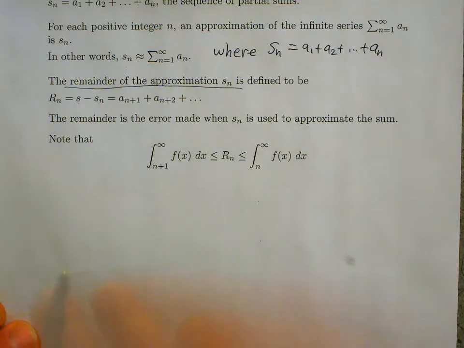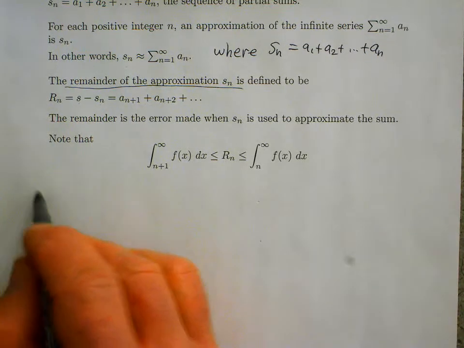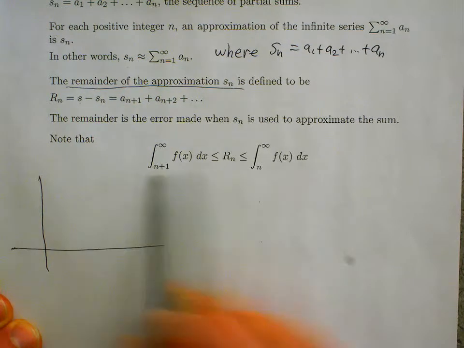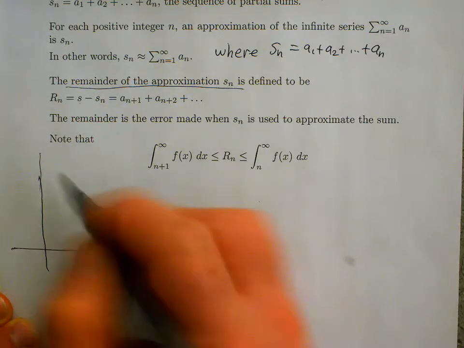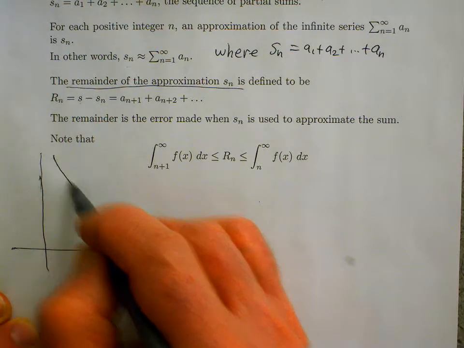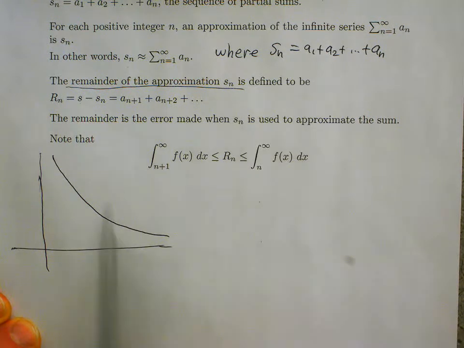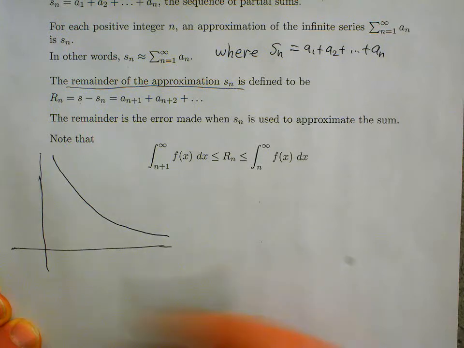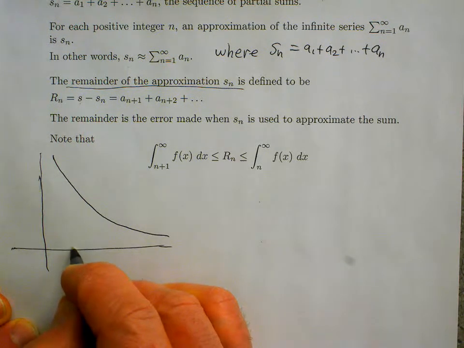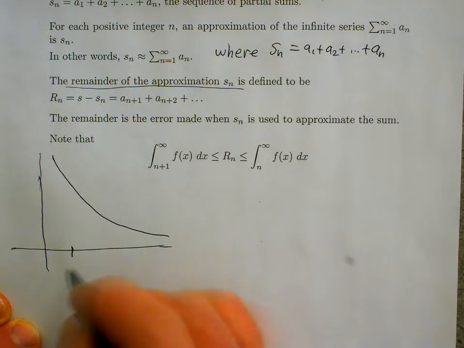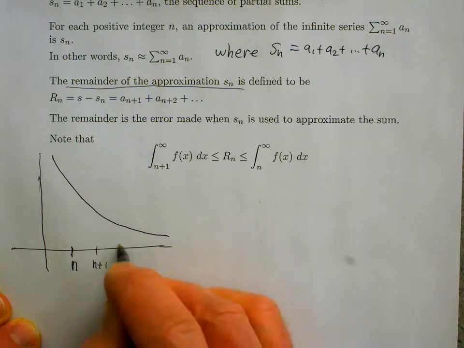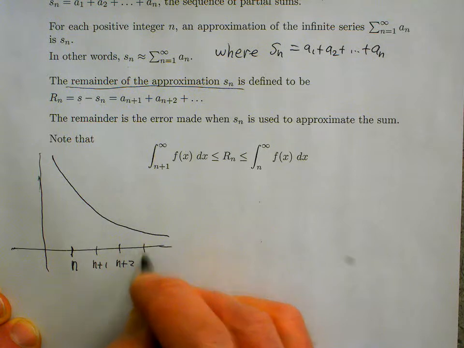Okay, so in this space, I'll draw a couple of graphs to make this argument. So we have some function f of x that's continuous, positive, and decreasing. So this first term, let's see, I'll just put n and then n plus 1 and n plus 2 and so on, n plus 3.